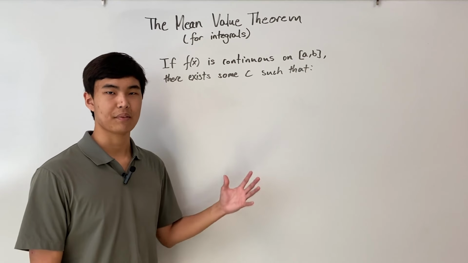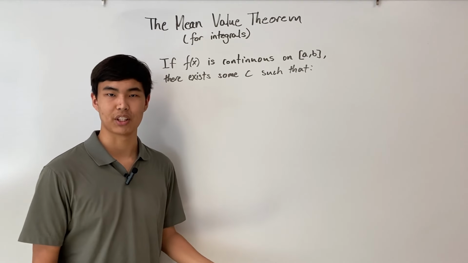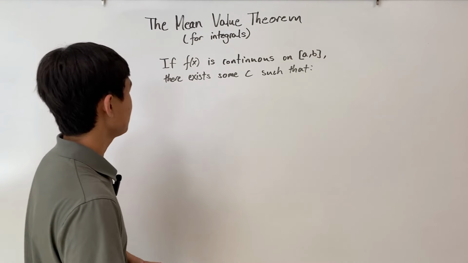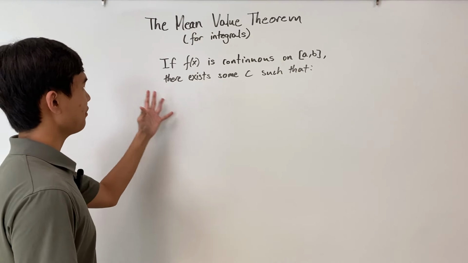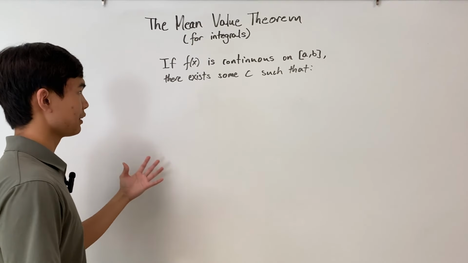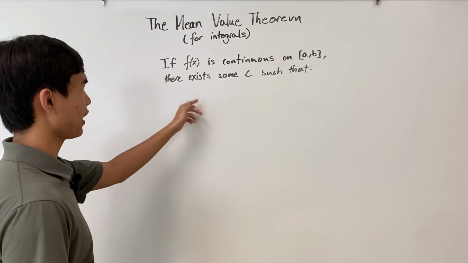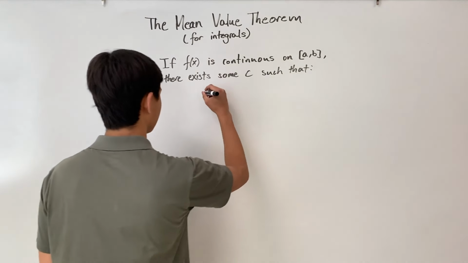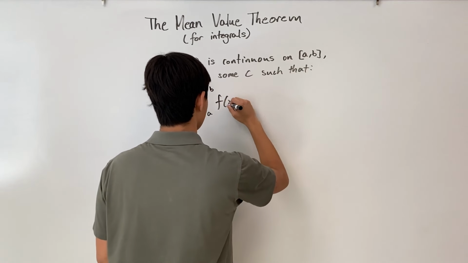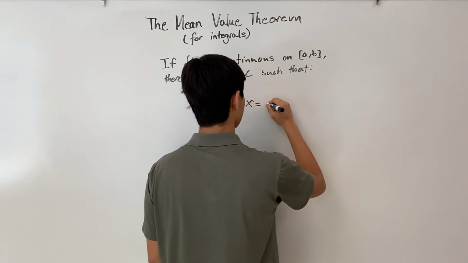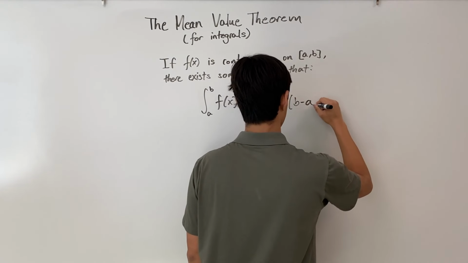Okay, I'm going to wrap up the video by talking about the mean value theorem for integrals and how it relates to the average value of a function. So let's take a look at the mean value theorem first. It says that if f of x is continuous on some closed interval a to b, then it's guaranteed that there exists some value c such that the integral of f of x from a to b is equal to f of c times b minus a.